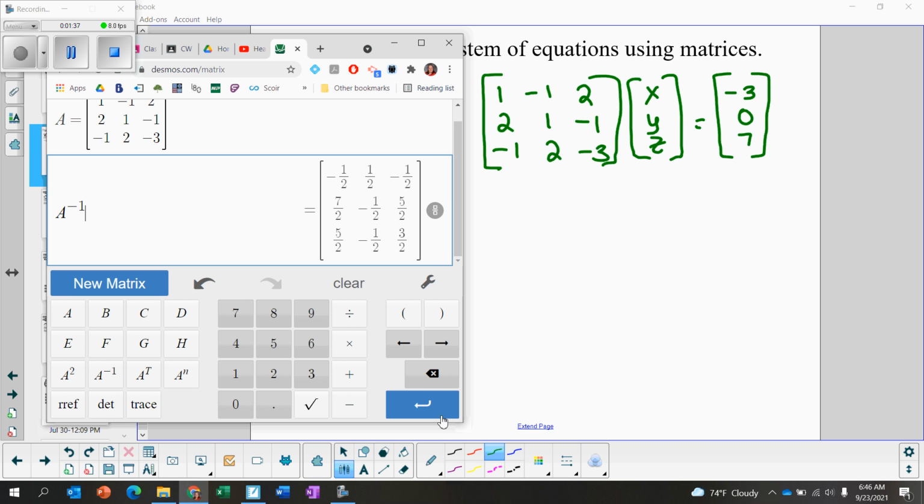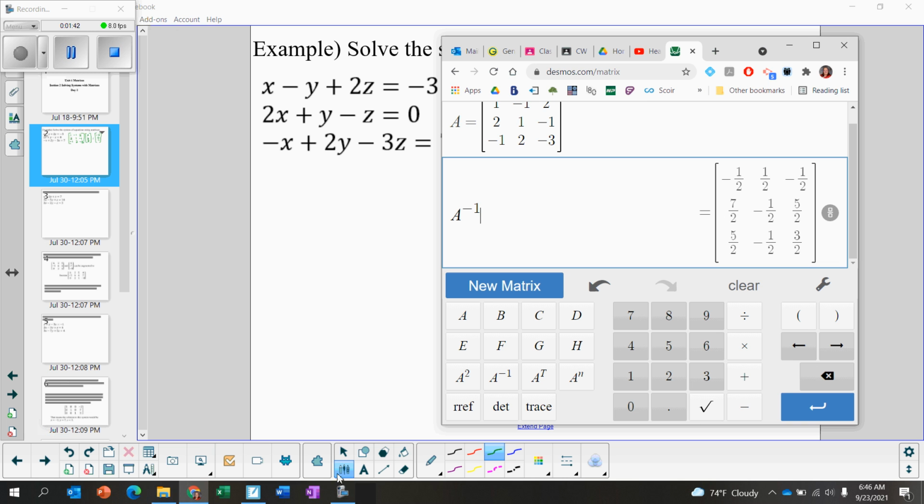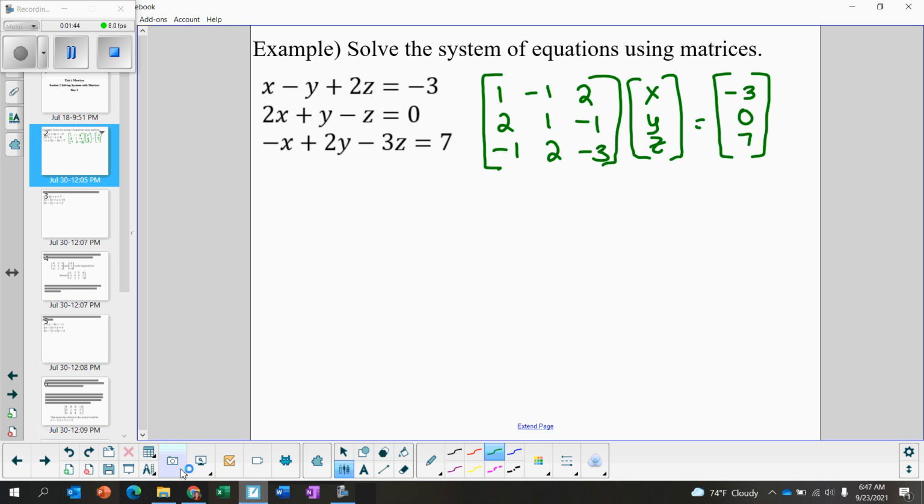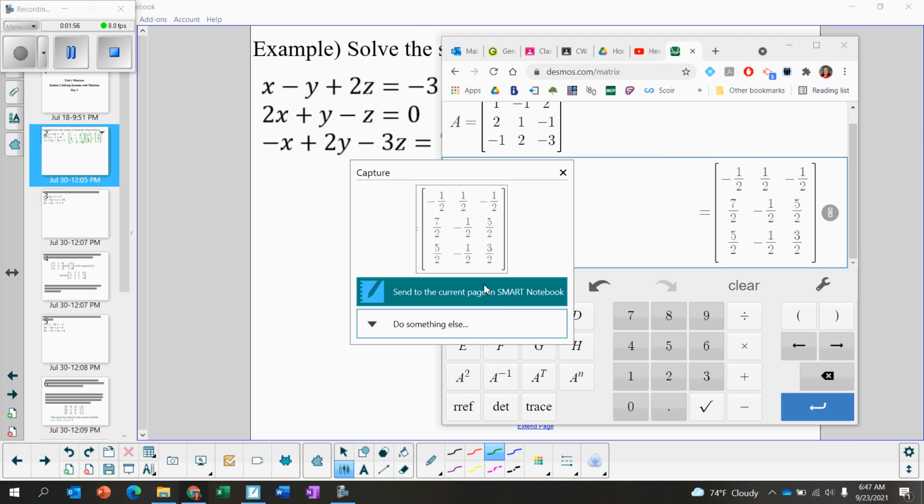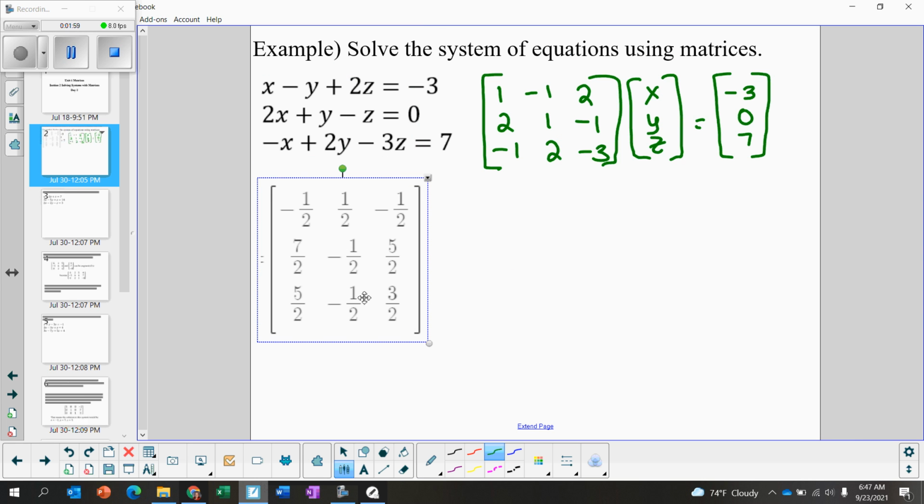All right, so it's a little yucky looking. Let's see, I'm actually going to screen grab it so I don't have to write it all out. Okay, there we go. All right, so this is our inverse, and we know we're going to multiply it by the solution matrix, the -3, 0, 7.